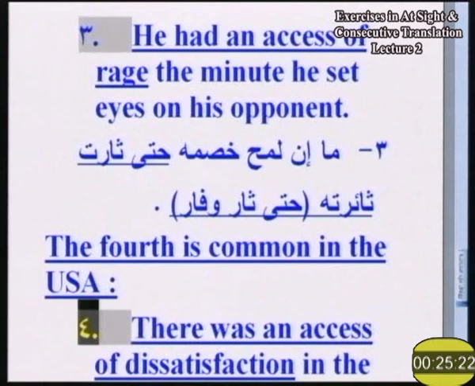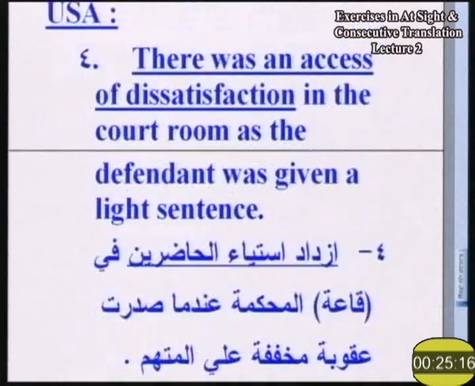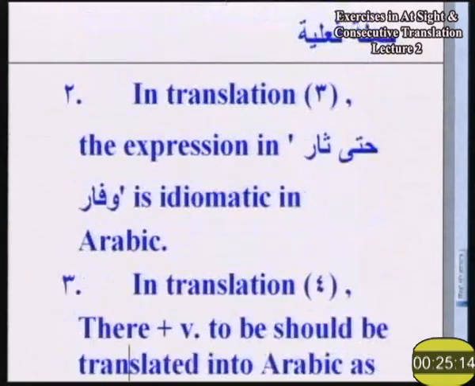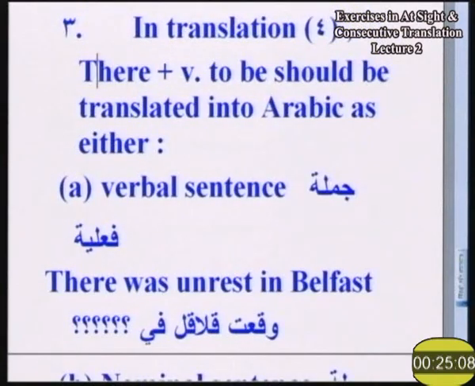Let's go back to sentence number 4. Okay, there was an access of dissatisfaction in the room. Now there, this will take us to the rule of translating there. Again, I've been discussing with you several rules. Now the first rule that I've been discussing is that you have to use in most translations into Arabic the verbal sentence. That is الجملة الفعلية. نترجم الجملة من إنجليزي لعربي جملة فعلية في العربي. طيب هنشوف ايه حكاية there بقى.